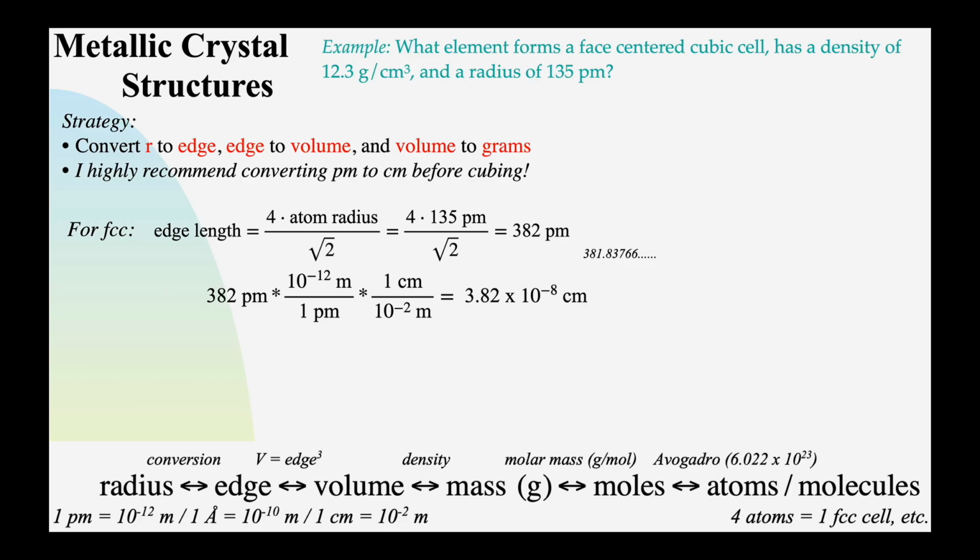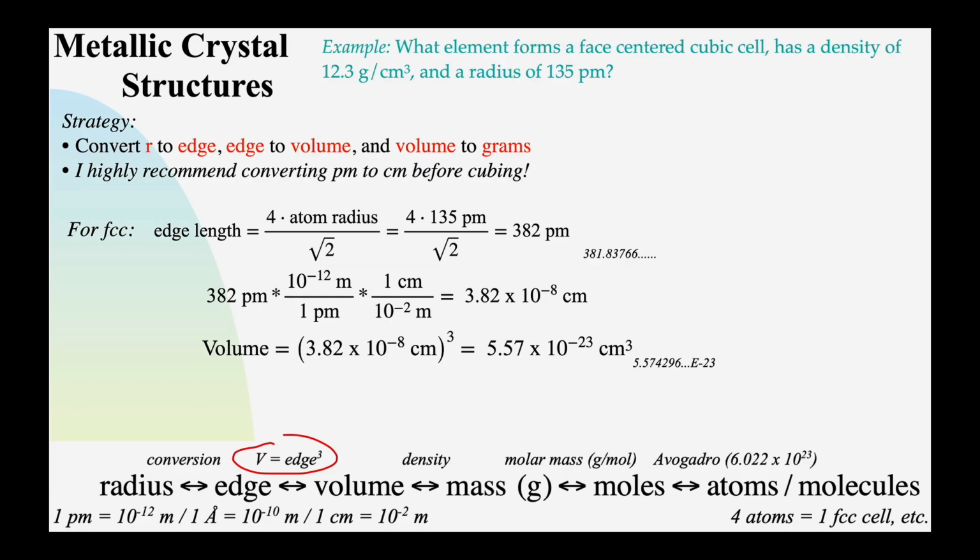This is the length, again, of the edge, but instead of picometers, which is kind of weird, it is now in centimeters. Once you have it in centimeters, then you can do the next part, which is volume equals that edge number cubed. So we're going to take 3.82 times 10 to the minus 8 and take it to the third power. And if you do that, you get 5.57 times 10 to the minus 23 centimeters cubed. That is a really, really small volume.